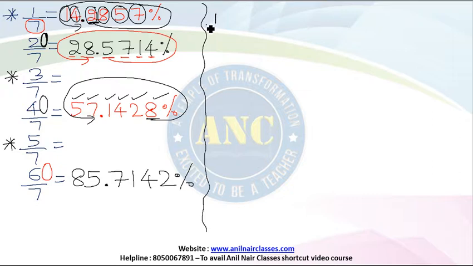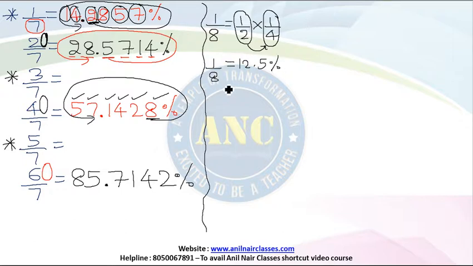Next, 1 by 8, increase the denominator. 1 by 8 can be written as 1 by 2 into 1 by 4. 1 by 4 is 25%. What is half of 25%? Half of 25 is 12.5%. That means 1 by 8 is 12.5%.